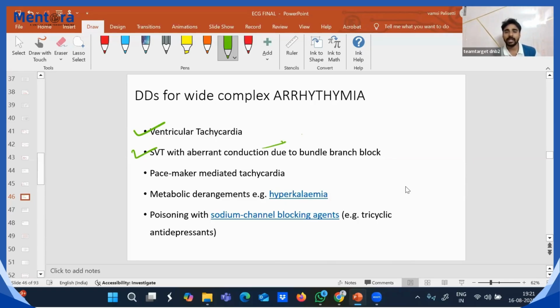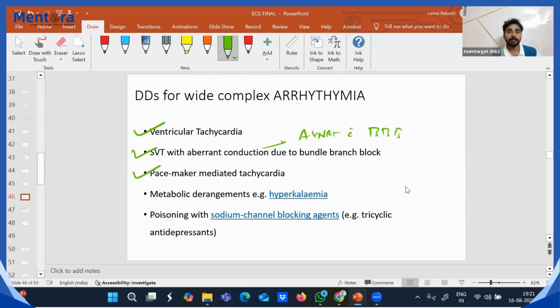Example is the same only, that is your AVNRT with bundle branch block. That is called SVT with aberrance. Do you understand? SVT means supraventricular tachycardia. Usually it's narrow, but with aberrance the patient already has a bundle branch block, so that's why he is having a wide complex. So this also can be a wide complex tachycardia, right?